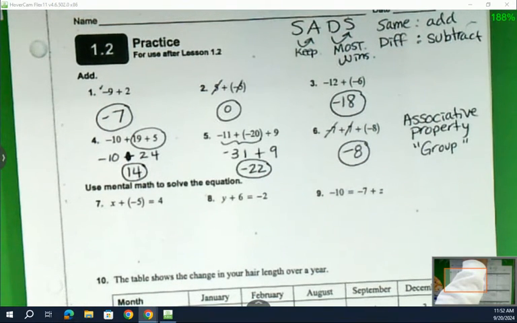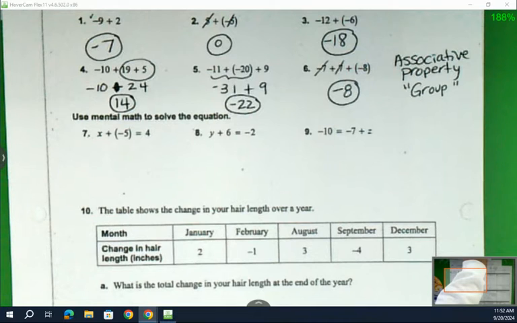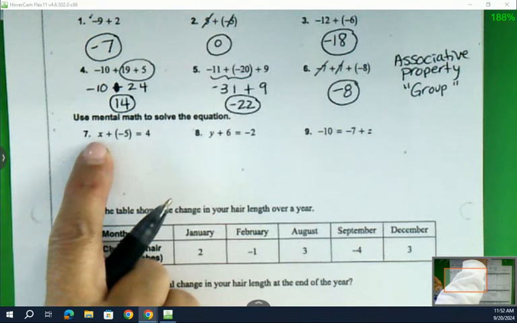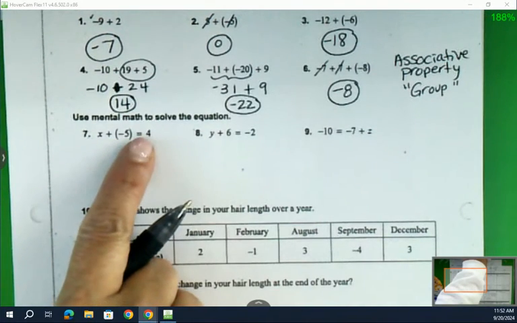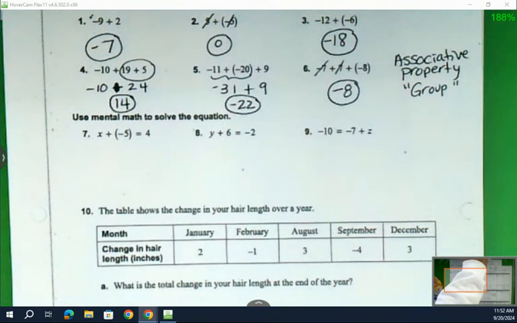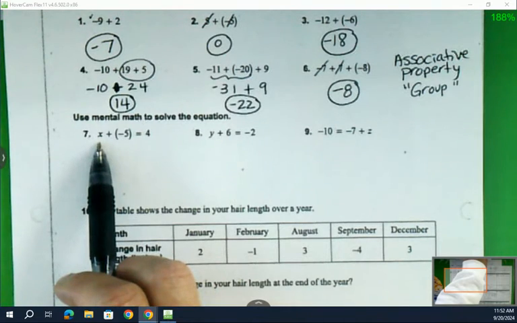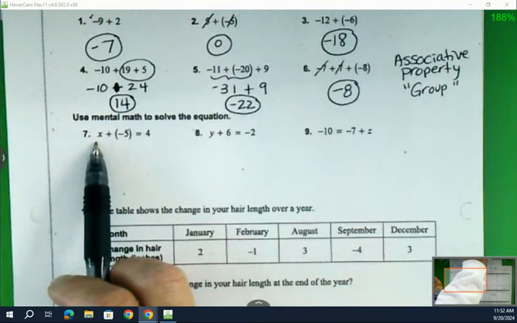For questions 7, 8, and 9, we use mental math to solve the equation. So looking at number 7, we have x plus negative 5 equals 4. If we're thinking about that, we need a large positive number here to add to this negative 5 to still get a positive 4 answer. The easiest way to do this is to use some equation work that you might recall from last year. If you have x plus negative 5 and you want to get x by itself, you want to add the opposite here to get a zero pair so that we can get x by itself.